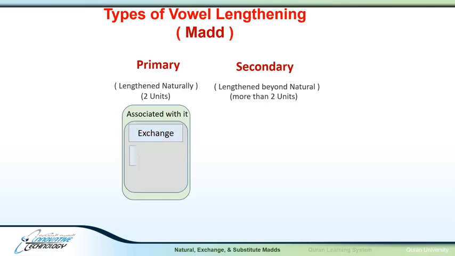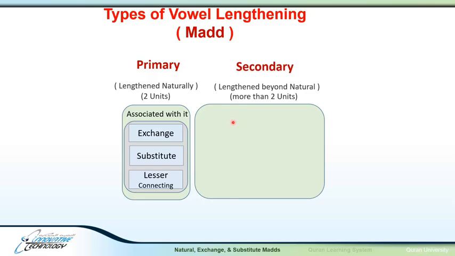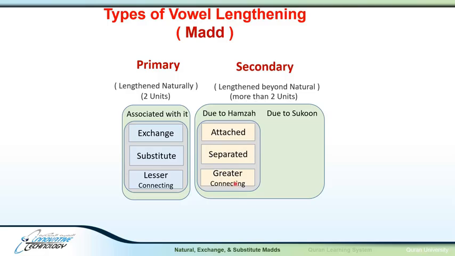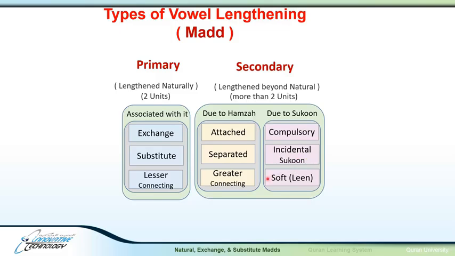There are the exchange, substitute, and lesser connecting mads, 3 types of mad in addition to the primary, while the secondary mad is further classified under 2 categories based on what causes the lengthening beyond natural, where it can be caused either by a hamza or by a sukoon. Those that are due to hamzas are 3. They are the attached, separated, and greater connecting mad. Those that are due to sukoon are basically the compulsory mad, the incidental sukoon mad, and the soft lean mad.